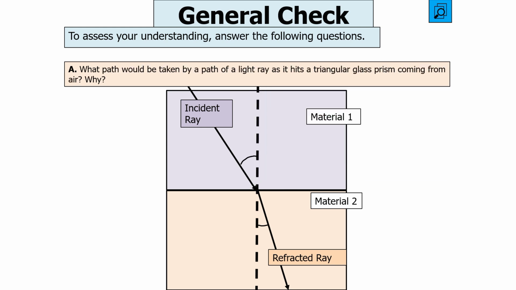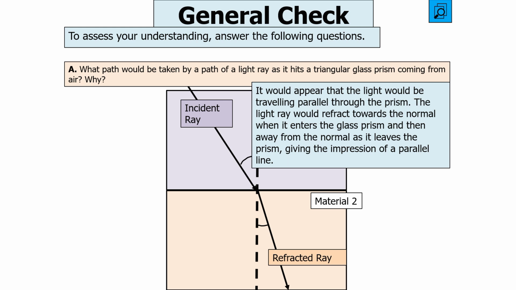What path will be taken by a light ray as it hits a triangular glass prism coming from air? So pause the video now, then unpause the video when you want to go through your answer. It would appear that the light would be travelling parallel through the prism. The light ray would refract towards the normal when it enters the glass prism, and then away from the normal as it leaves the prism, giving an impression of a parallel line.